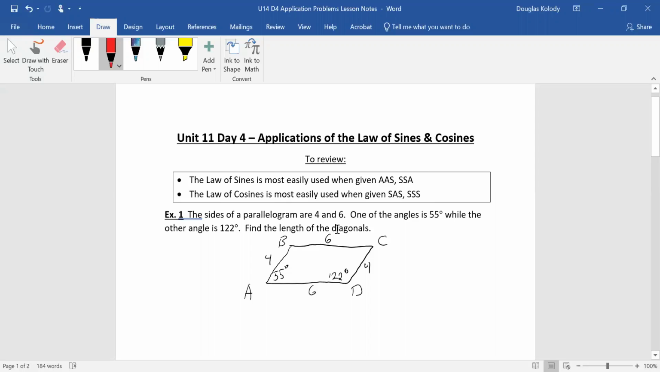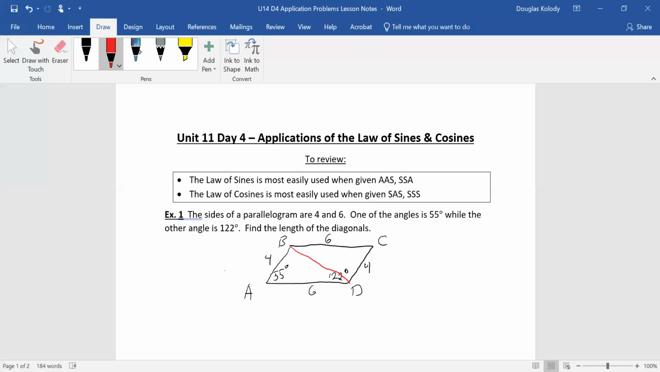So the sides of a parallelogram are 4 and 6. One of the angles is 55 degrees, while the other is 122 degrees. Find the length of the diagonals. Just to draw this here, I took the liberty of already drawing the parallelogram. Notice I drew sides of 4 and 6 and the angle of 55 degrees and the angle of 122 degrees. Let me go back and try to do this in red. It wasn't doing it in red before. There we go. So that's in red.